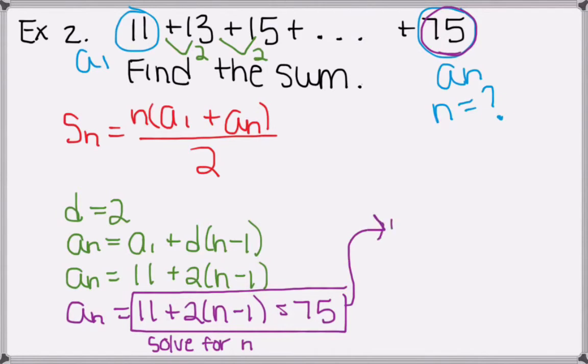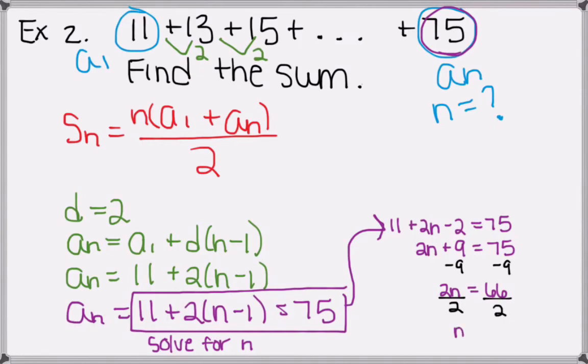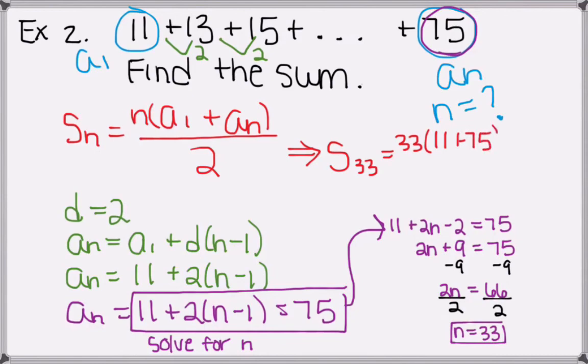Simplifying, that gives us 11 plus 2n minus 2 is equal to 75. Combining the like terms of 11 and negative 2 gives us 2n plus 9 is equal to 75. Subtract 9 from both sides and then divide by 2. We end up with n is equal to 33. And now plugging everything in, we have 33 times 11 plus 75 over 2, which gives us a total of negative 396.